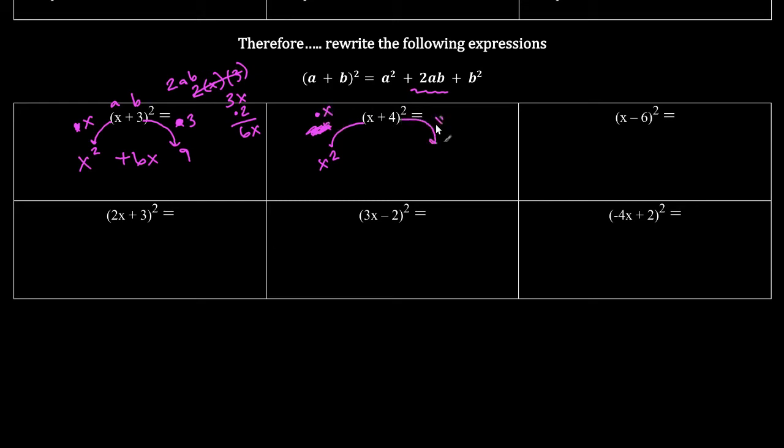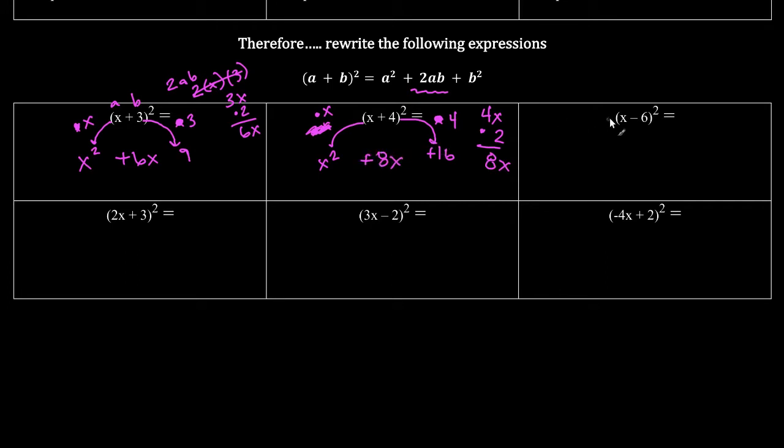Positive 4 times positive 4 is, I keep making that mistake, 16. X times 4 is 4x. We have 2 of them. We get 8x, positive 8x.